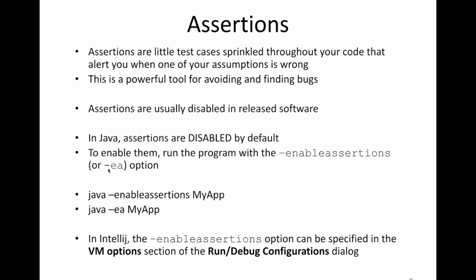We can say -ea. So if we're running our code from the command line, we would do something like this: java -ea MyApp. And what we have just done is enable the assertions. So if any assertions fail, we'll see those. By default, they are not enabled. So that allows us to run with them on when we're testing and writing our code.